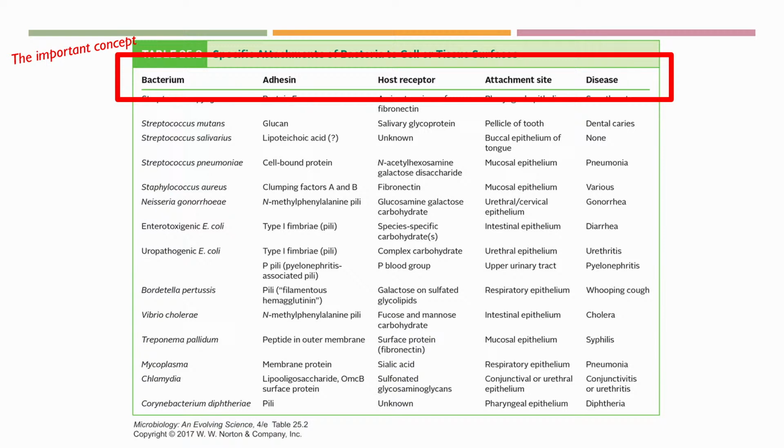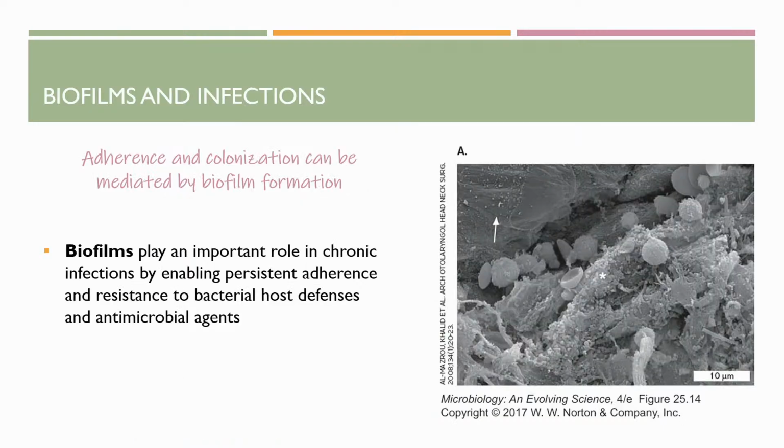But adherence also is not just mediated by these structures on the outside of bacteria. Remember we talked about biofilms, and biofilms actually play a big role in bacterial adherence. They help enable that persistent adherence and resistance to the host trying to kill the bacteria. So you guys remember what biofilms are?